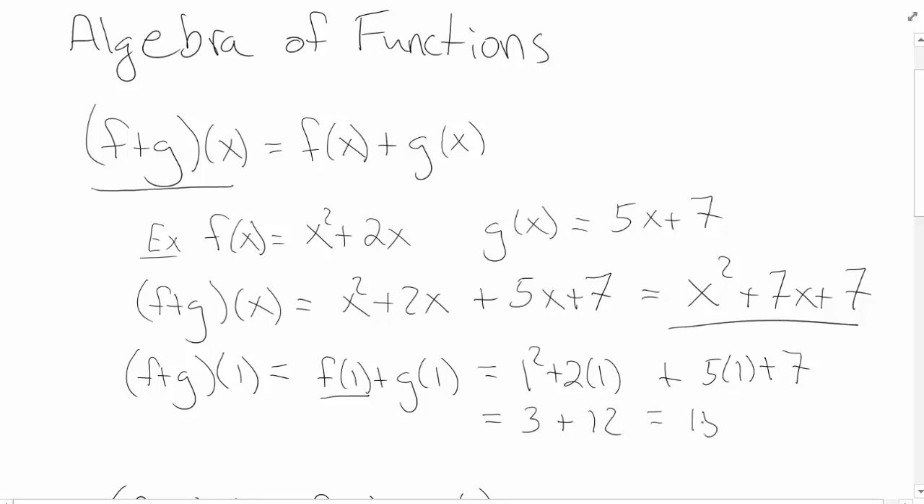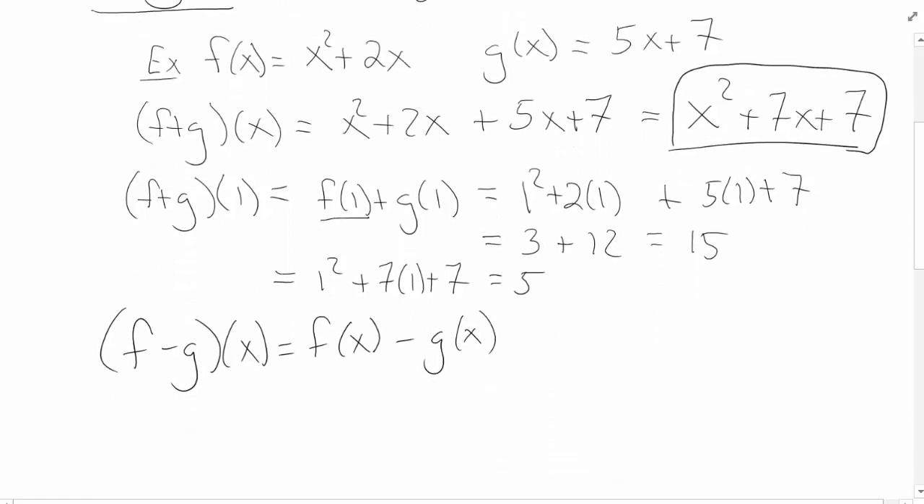That gives me 15. Or if you would prefer, you could say f plus g of 1. Well, I already found f plus g of x. That's right here. So f plus g of 1 is going to be, if I just plug in 1 into there, 1 squared plus 7 times 1 plus 7, which is 1 plus 7 plus 7, which we can see again is 15. So there's two ways you can do it. But f plus g of x, by definition, is just take f of x and add it to g of x.